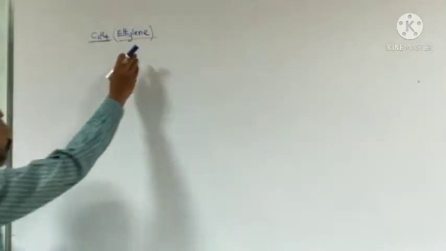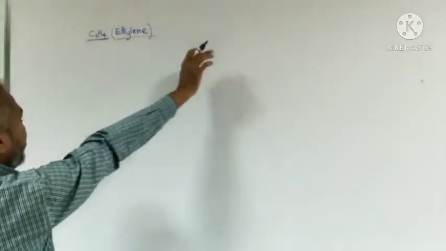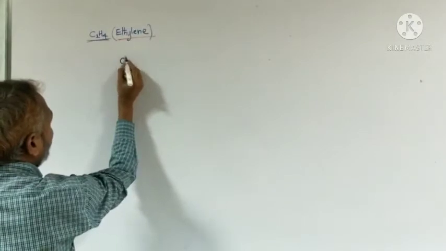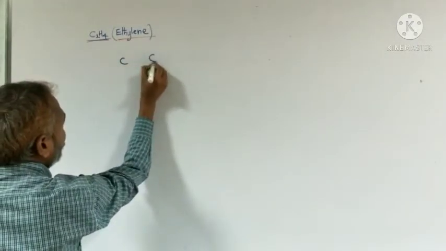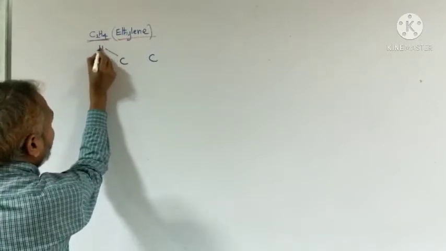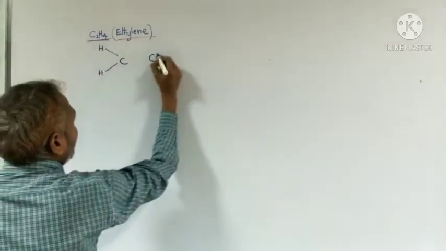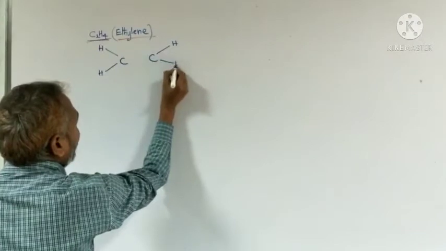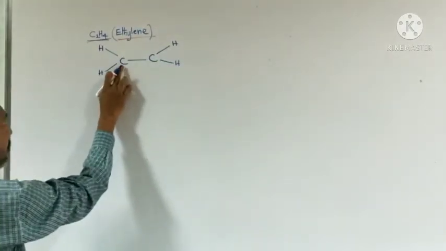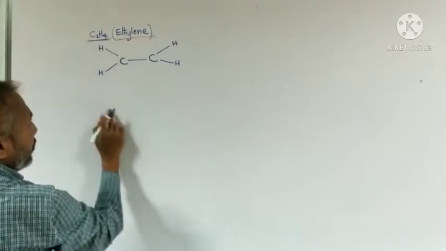Next example, ethylene, also called ethene. What is the Lewis structure? Two carbons are there, and how many hydrogens? Four hydrogens. Carbon has tetravalency, but here three sigma bonds are there.